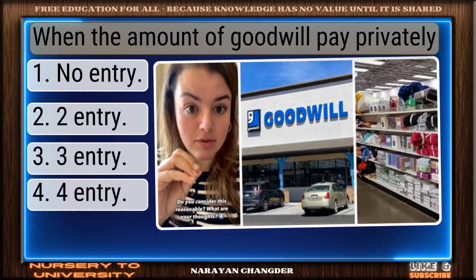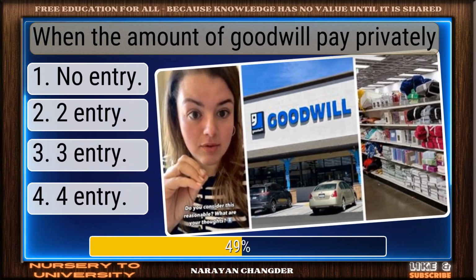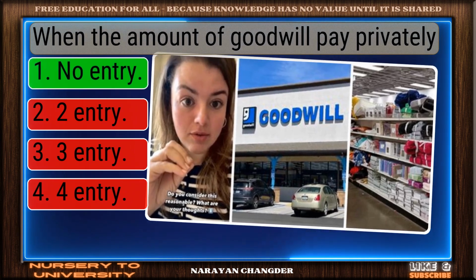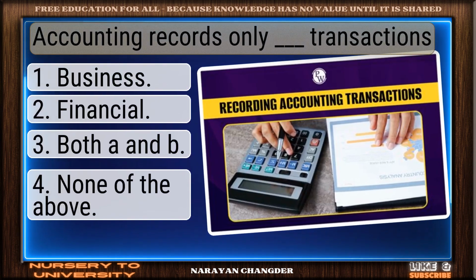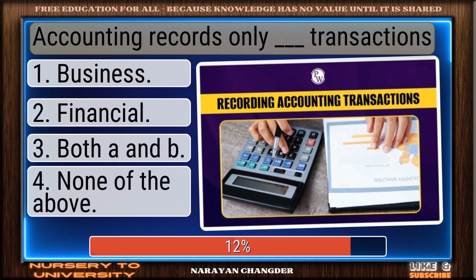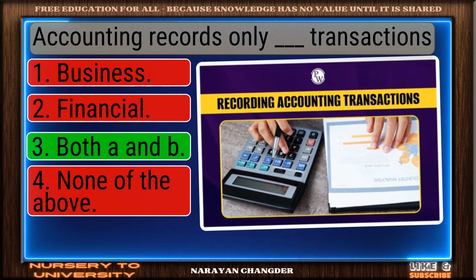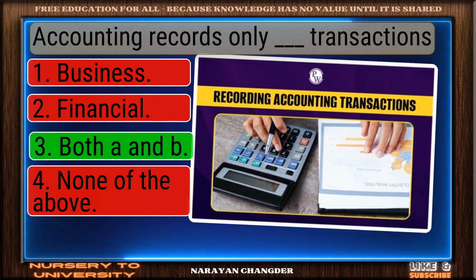When the amount of goodwill is paid privately? You chose no entry, and it is correct. Accounting records only dash transactions. Excellent. Both A and B is a brilliant choice.